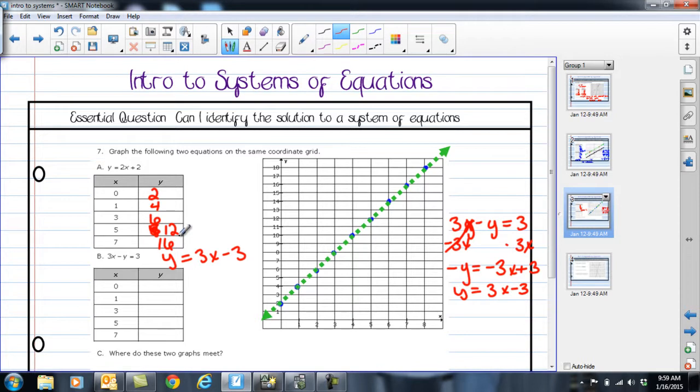The next one, however, when I solve for y, I end up with y equals 3x minus 3. And if you look at the way our graph is set up, I can't just plot the y-intercept, so that doesn't really help me. But I can get the table from my calculator, fill it in, and then plot my points. So that's what I'm going to do.